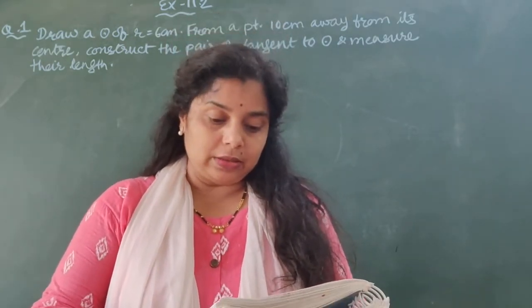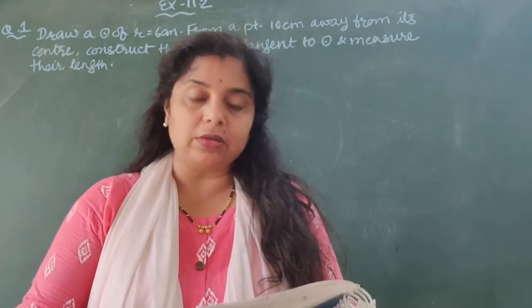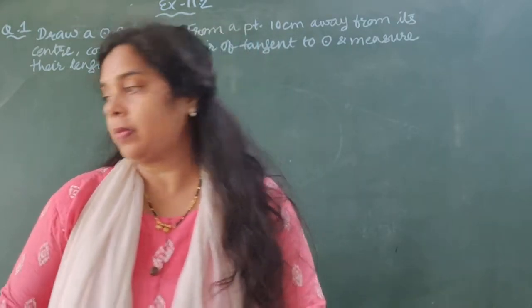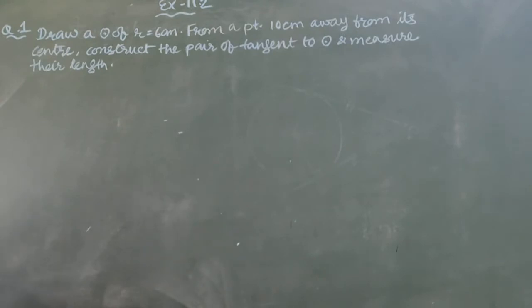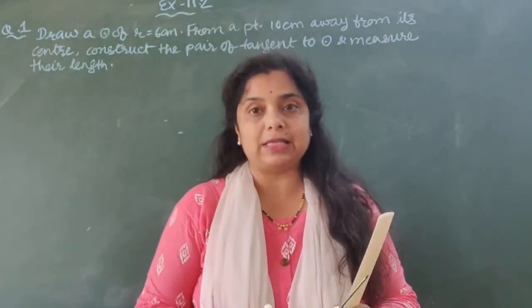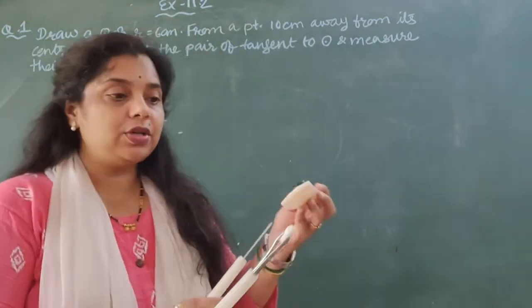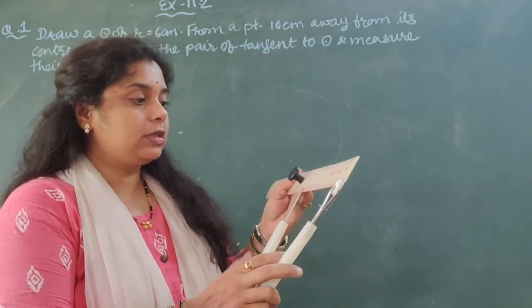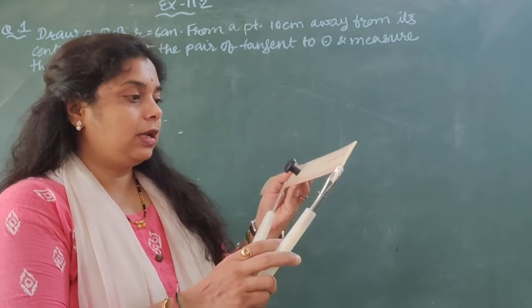Okay, so here we are going to start our construction. So let's see. First of all, as it is asked to draw a circle of 6 centimeter, you have to take a measure of radius 6 centimeter like this.